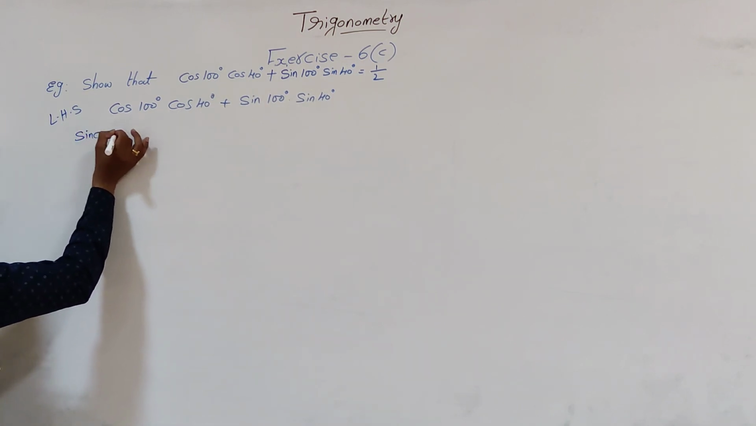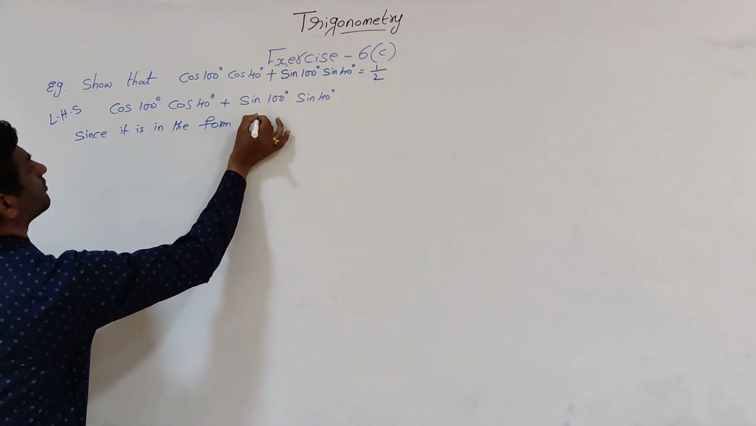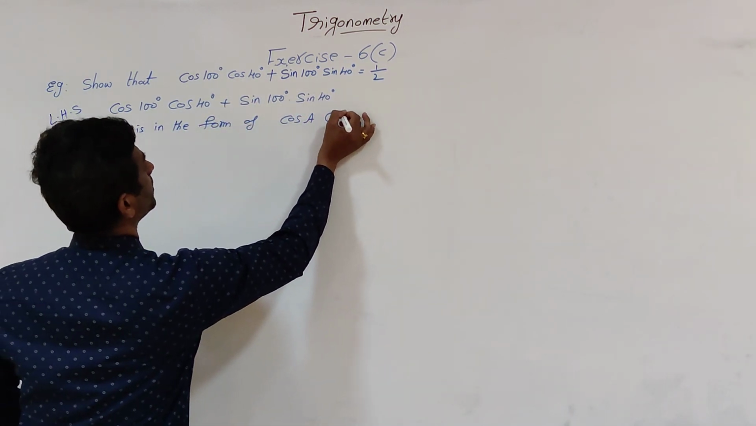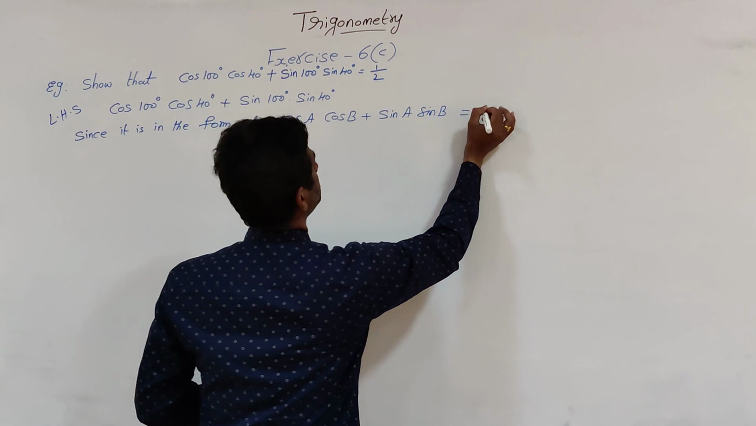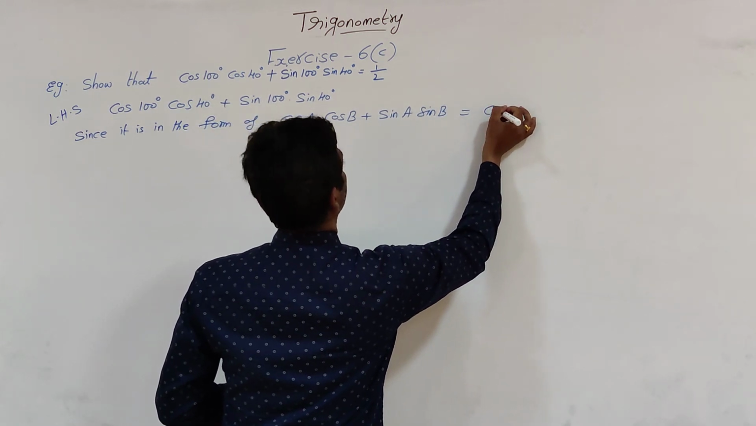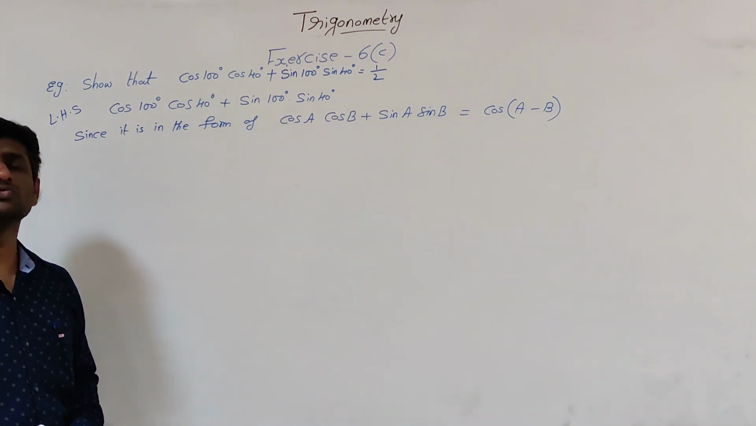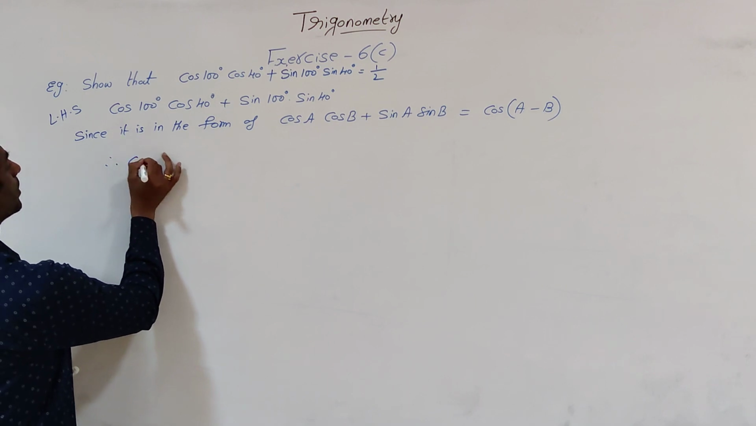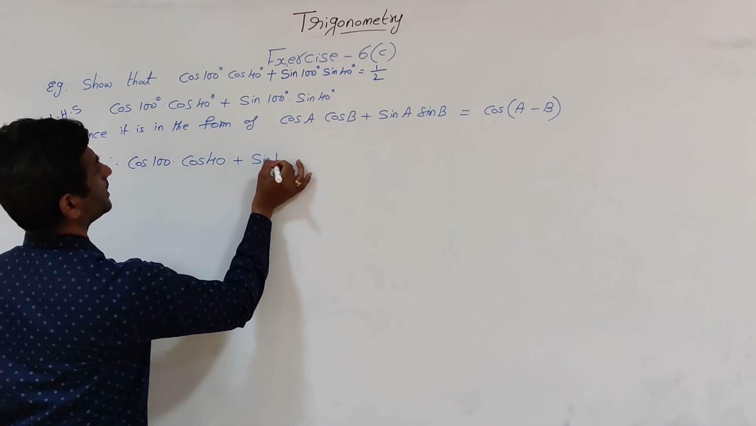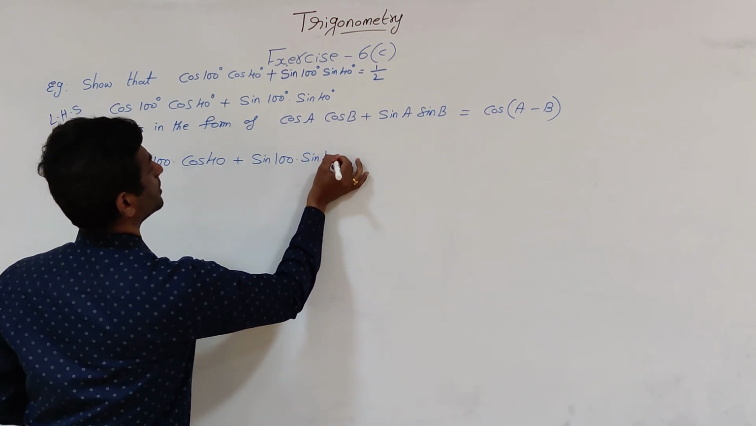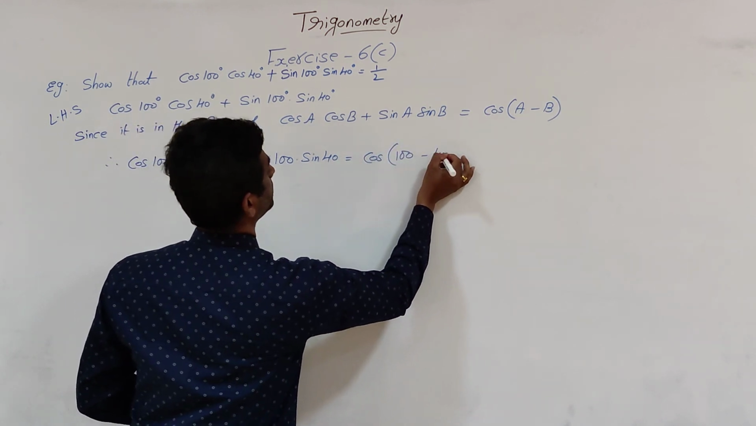Since it is in the form of cos A cos B plus sin A sin B, it will be cos of A minus B. What is A? A is 100 and B is 40. Therefore, cos 100 into cos 40 plus sin 100 into sin 40 gives cos of 100 minus 40.